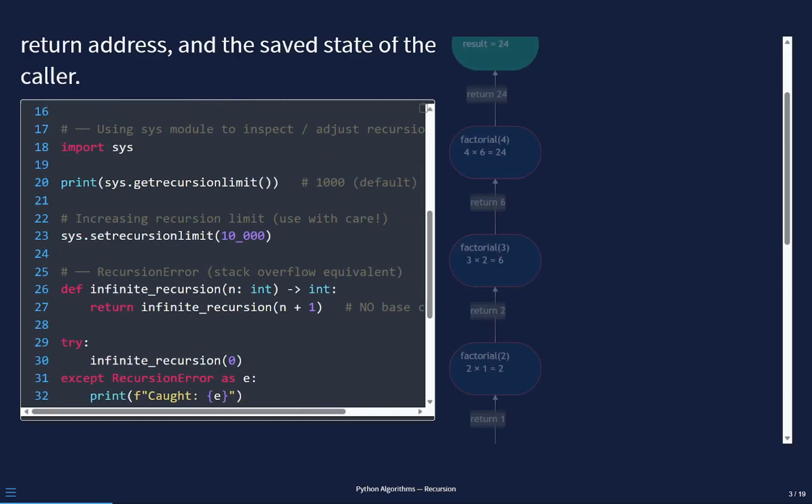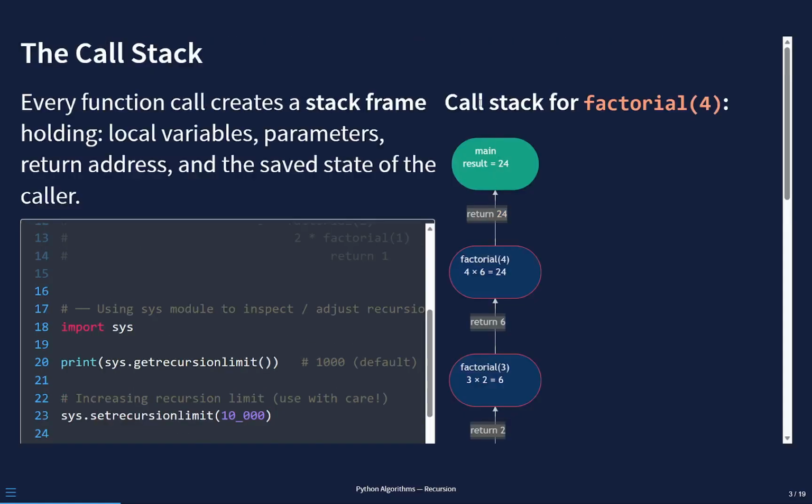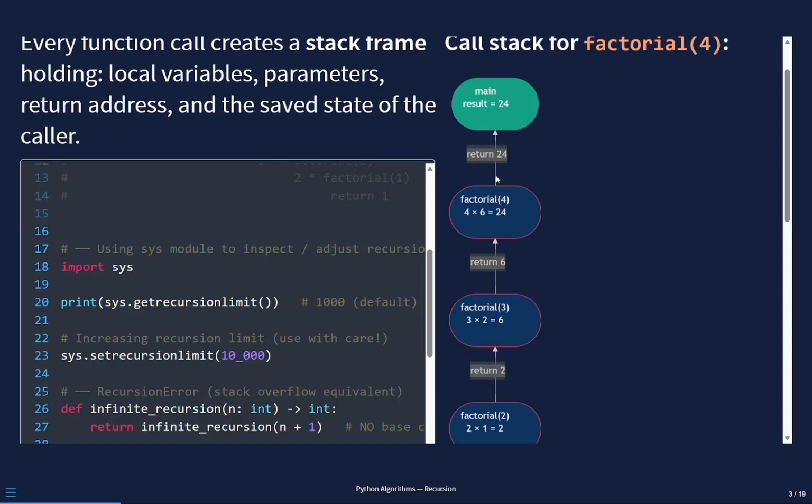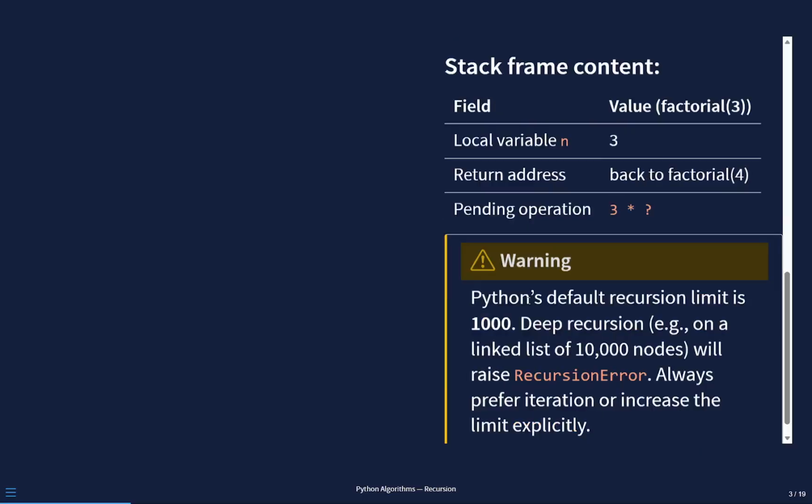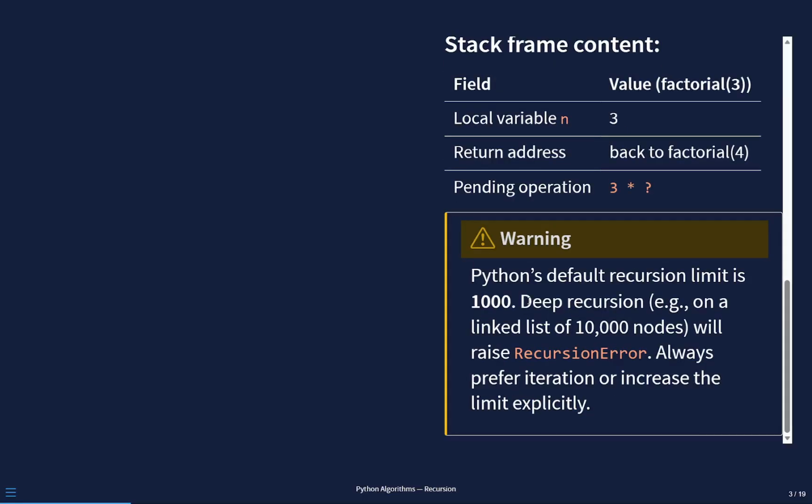The stack diagram visualizes this perfectly. Factorial 1, at the bottom, returning to factorial 2, returning to factorial 3, and so on, all the way up to main receiving 24. Each frame in that stack contains the local variable n, the return address back to the previous frame, and the pending multiplication that's waiting for the recursive result.